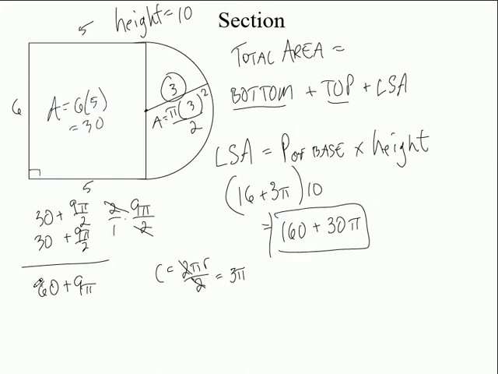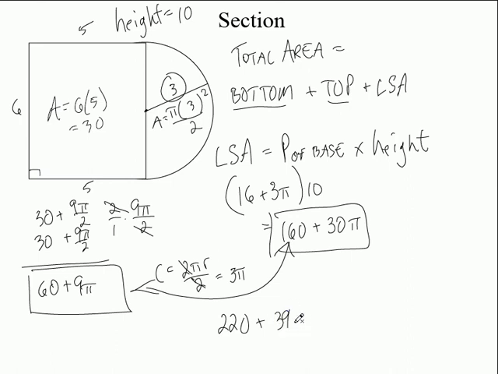I take the lateral surface area, add it to the top and the bottom, which we got, and just add those together. So what do you get? What's 160 and 60? See what I'm doing? I'm just adding these two things together right there. 220. Good. Okay, so it's 220 plus what? 39 pi.